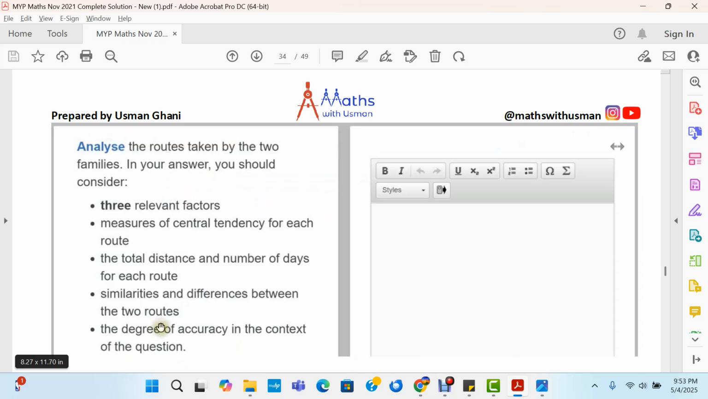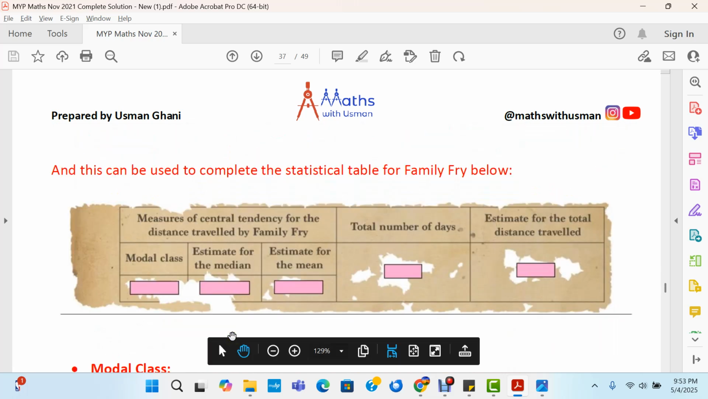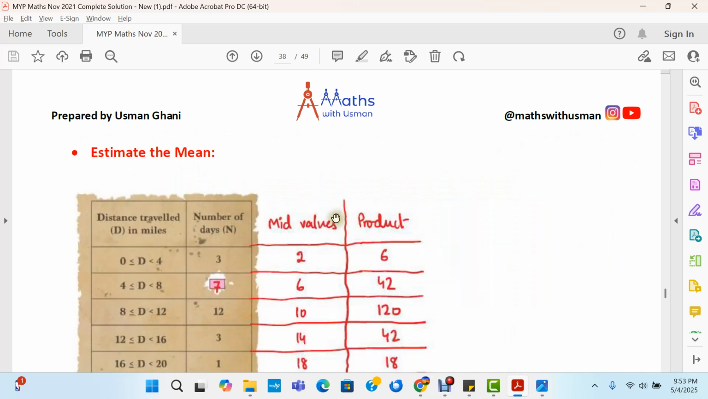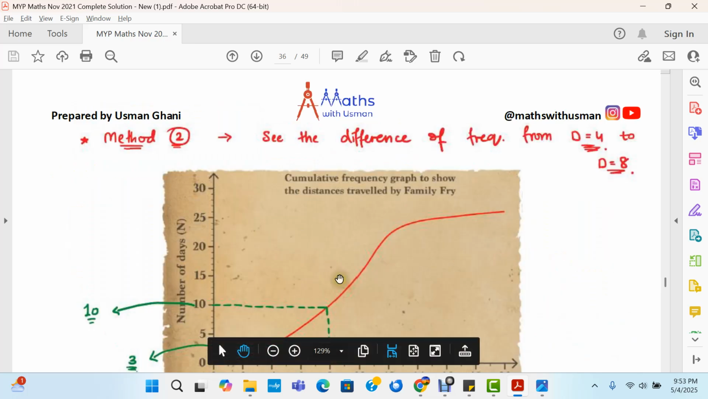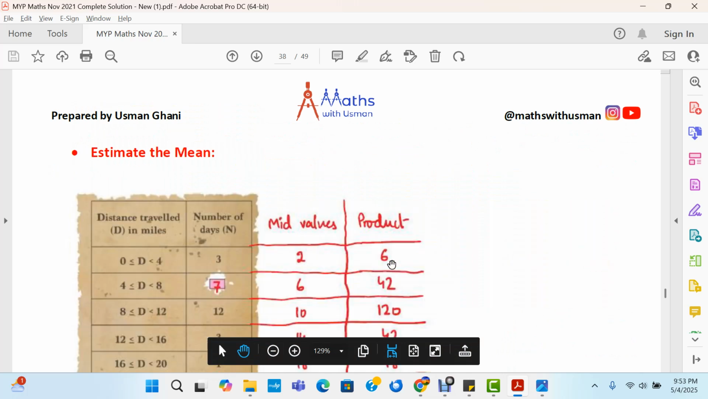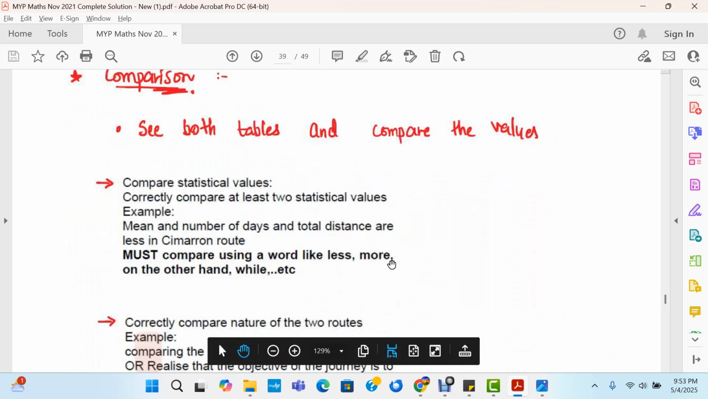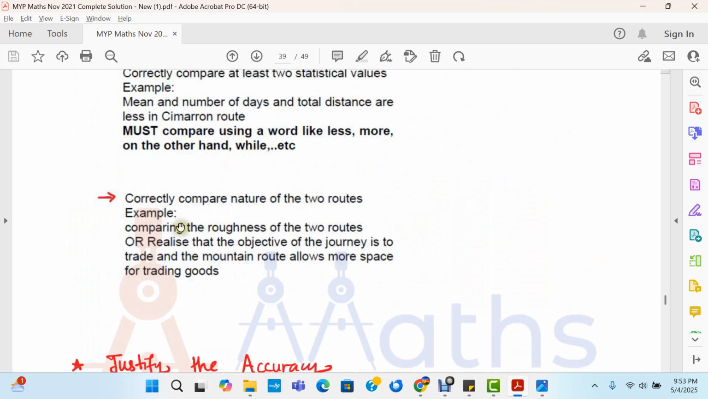Okay. Degree of accuracy, again, not accurate. Whenever you estimate the mean, estimate the median, come on, estimations, inaccurate. Mean, whenever you calculate it from the mid values, it's inaccurate, and you need to mention that the mean was an estimate because I used the mid interval values. The median is an estimate because we used the cumulative frequency to calculate it, which is again inaccurate. It's an estimate.